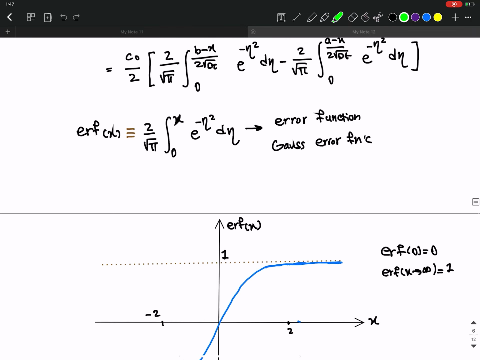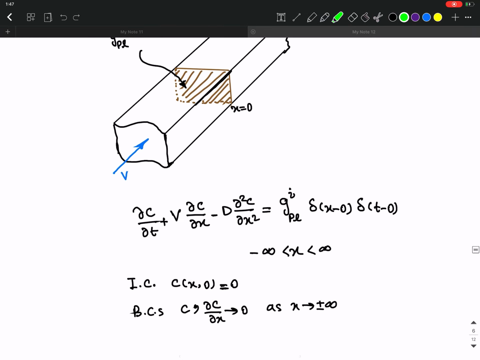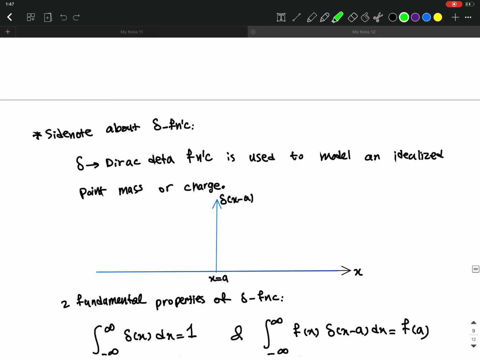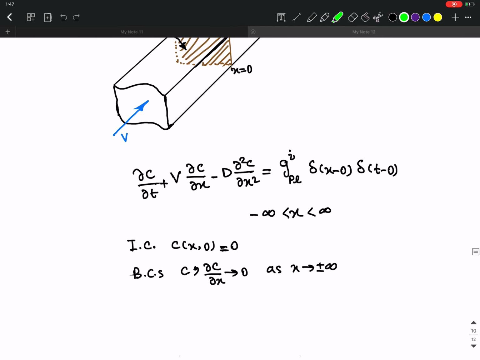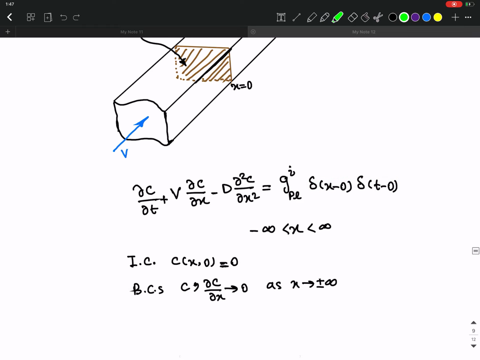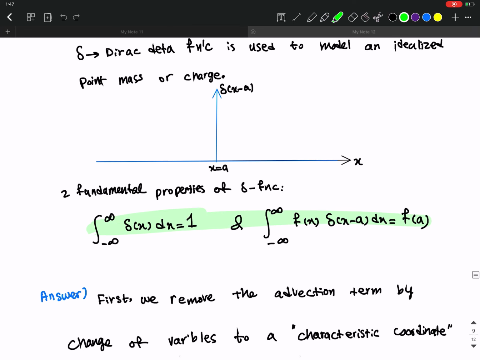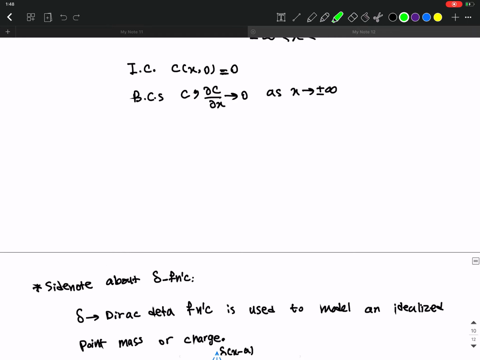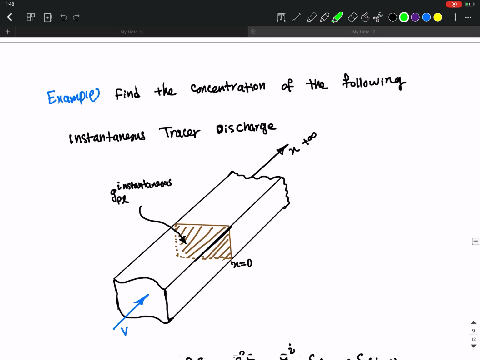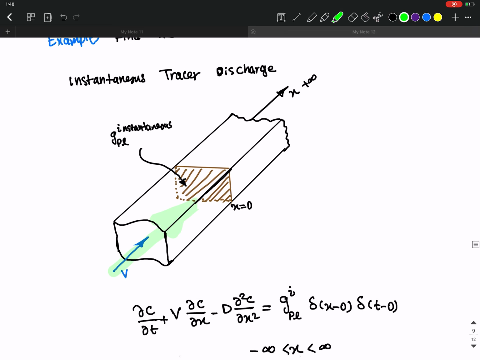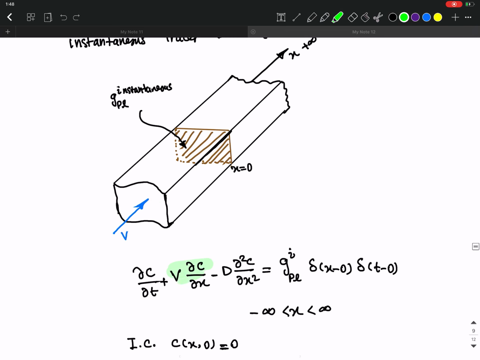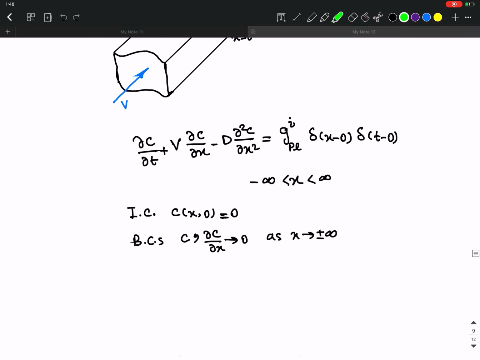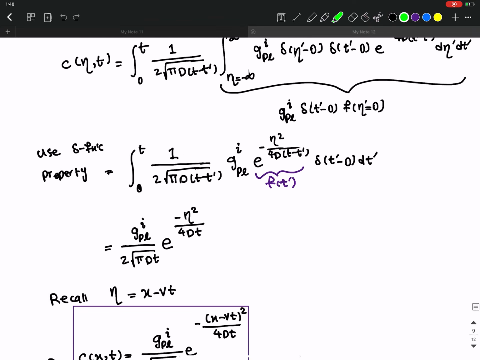And we evaluated that integral with just two notes. The first one is the delta function. So we define the delta function. If you don't know, the delta function has these two fundamental properties. And the other thing is we removed the advection term by this change of variable to the characteristic coordinates. So we are in a moving reference frame where we also move with the fluid, and this v term, this advection term, is removed if you move with that reference frame.